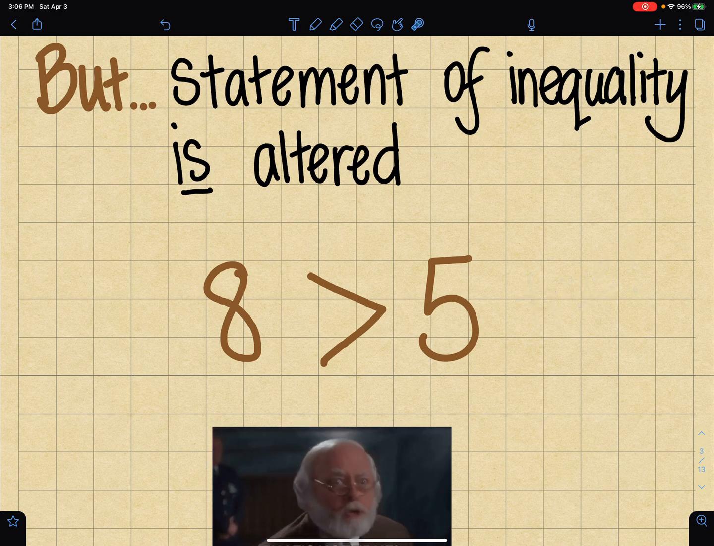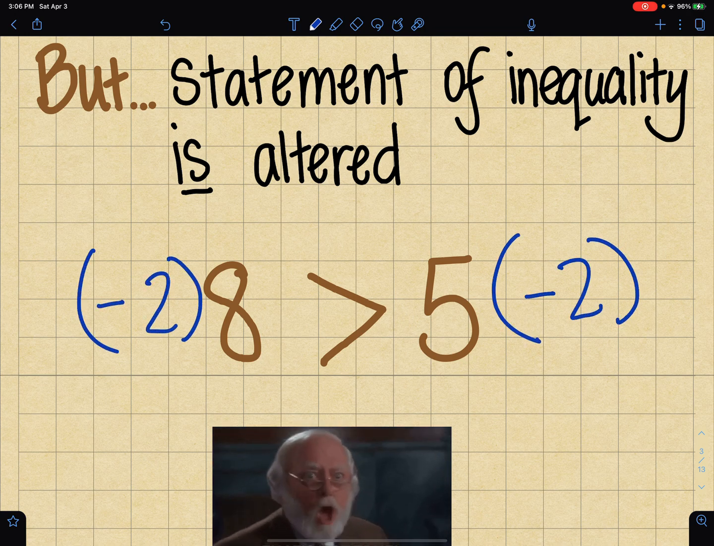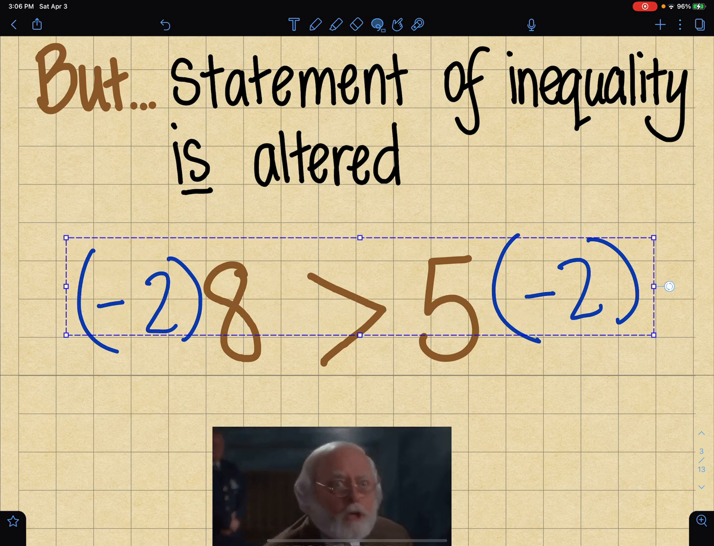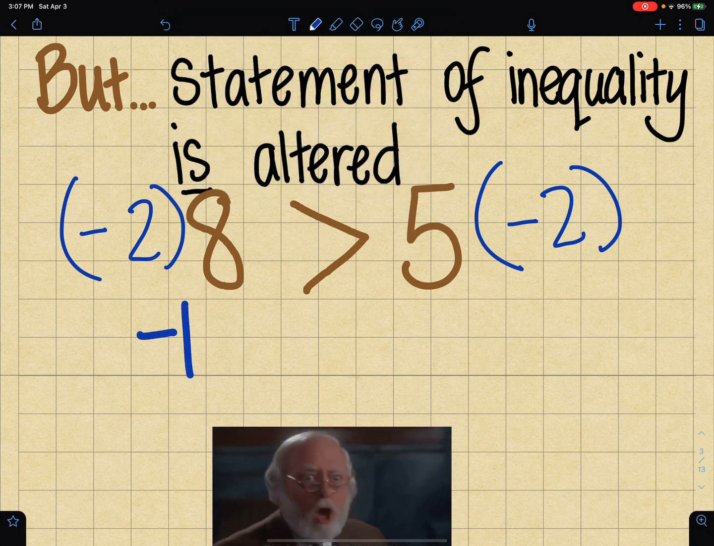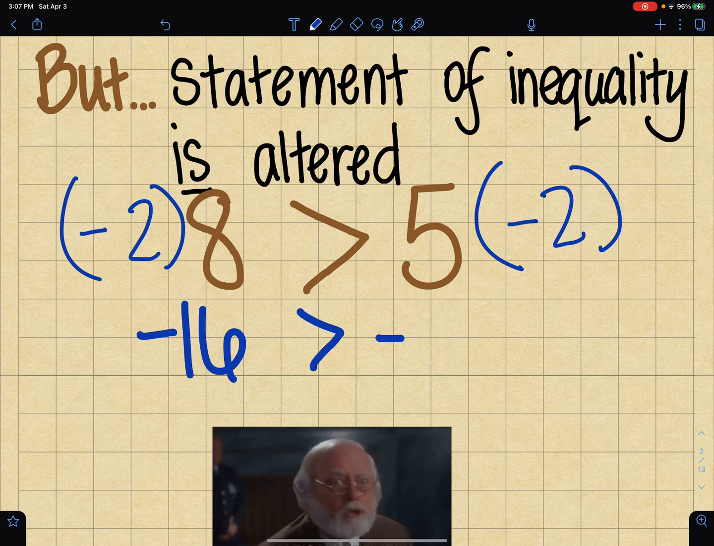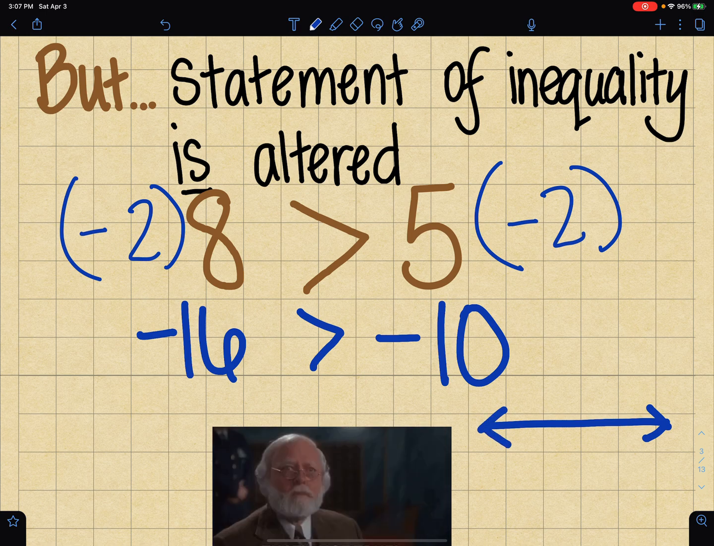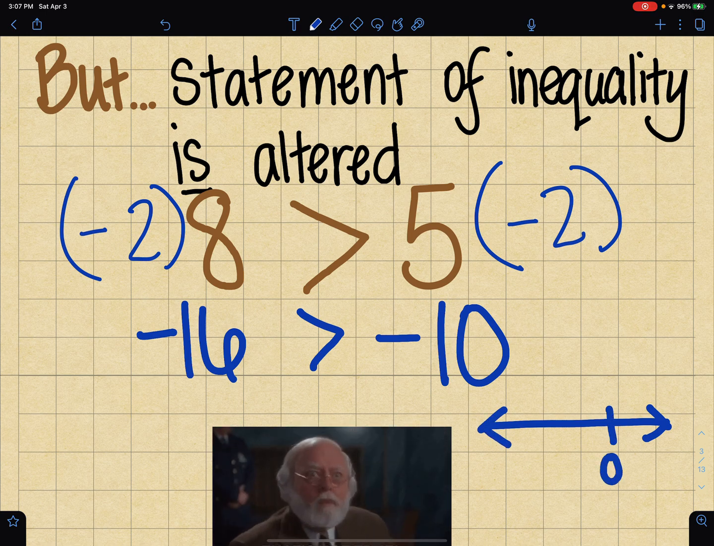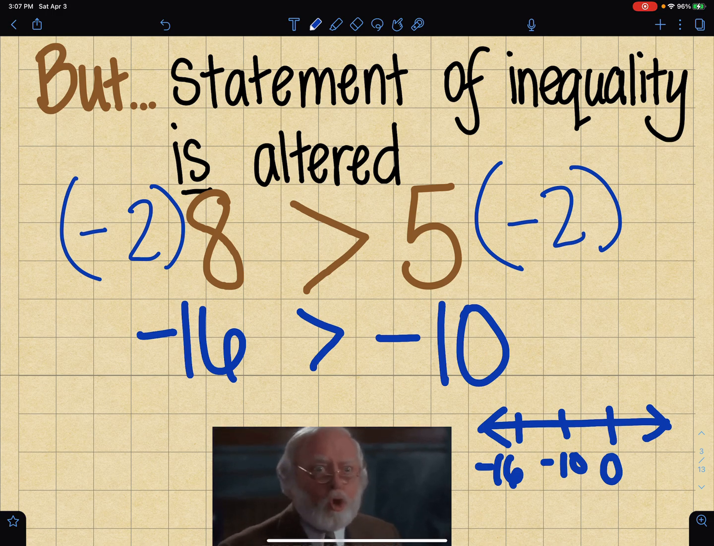Okay, now let's multiply everything by a negative number. So we multiply this times a negative 2, and we multiply this times a negative 2. Okay, let me move this up. What do we get? We get negative 16 is greater than negative 10. Ooh, think about your number line. You've got the 0 here. Negative 10 is going to come first, and then negative 16 is more to the left. That means it's actually less than. So negative 16 is less than negative 10.